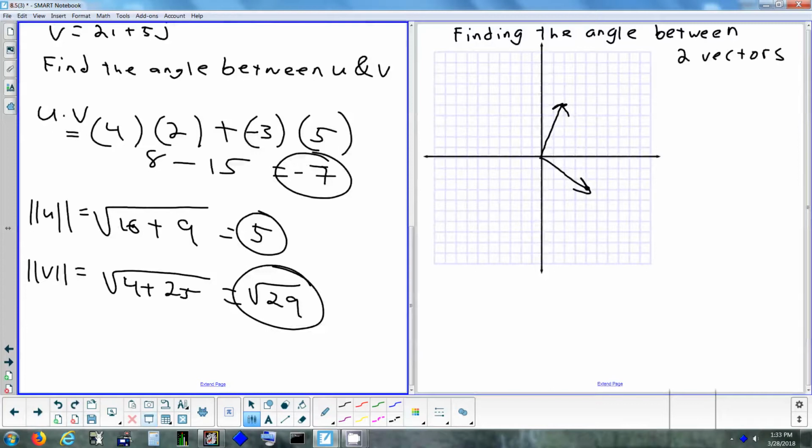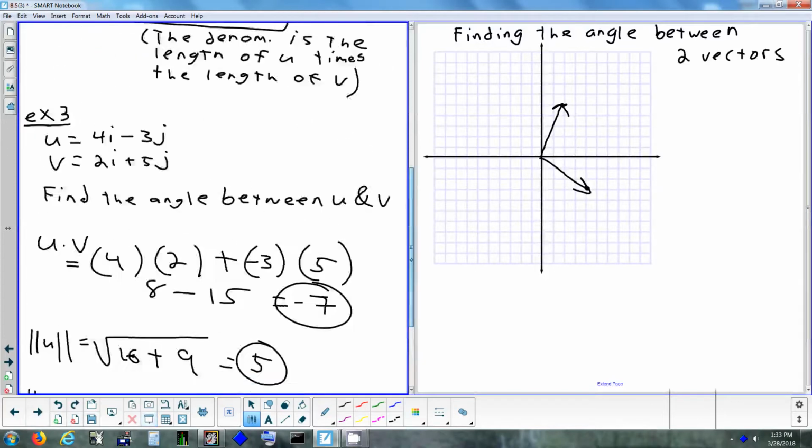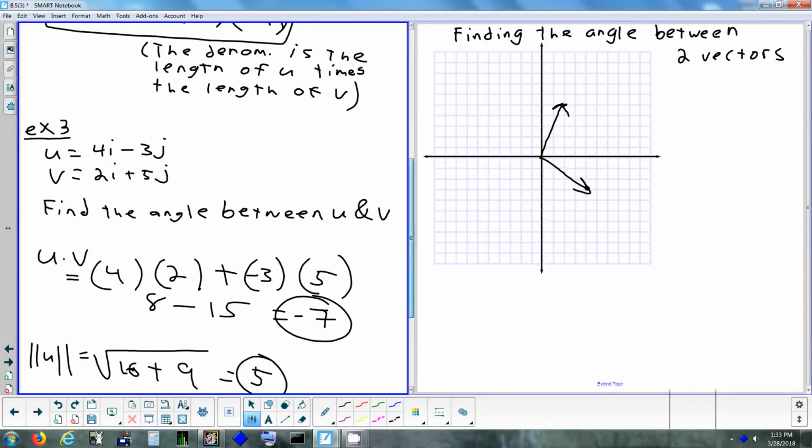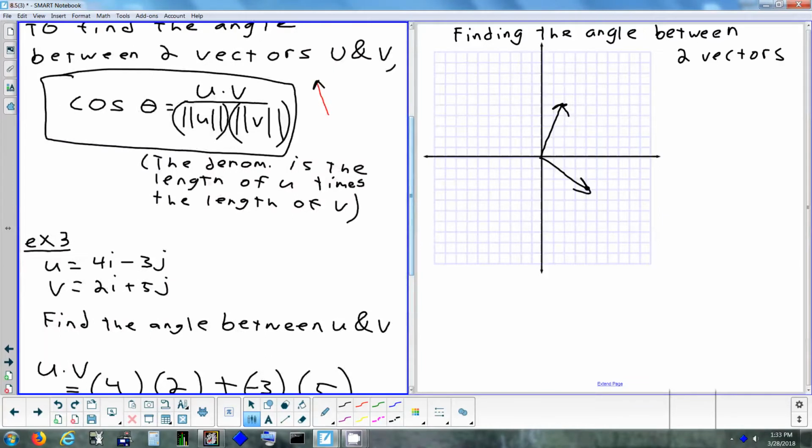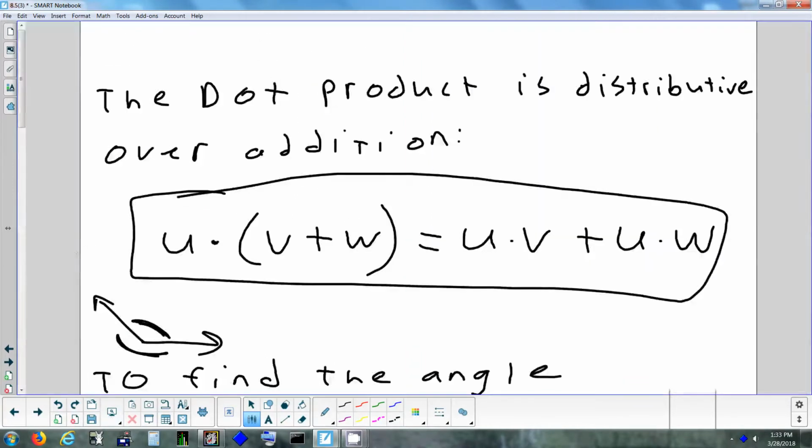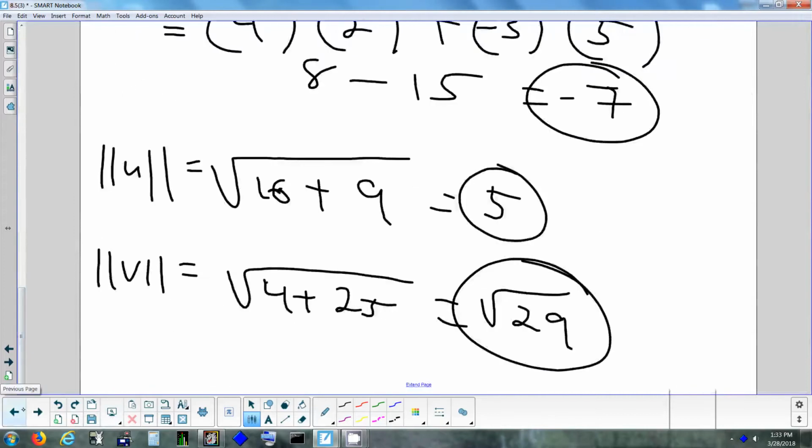Now we've got all three pieces of information. Fill them into that formula right there. The dot product over the product of the magnitudes equals the cosine of your angle.